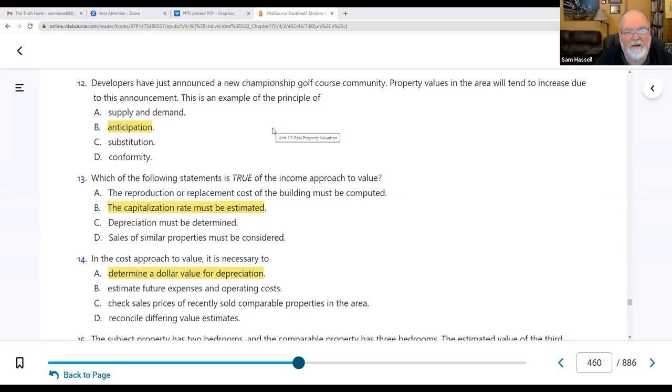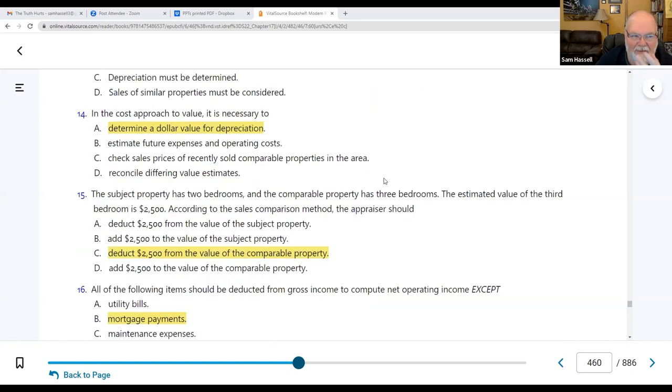Number 14, in the cost approach to value, it is necessary to A, determine a dollar value for depreciation. We're going to have to figure out whether it's age over a life, effective age over a life, whether it's physical, functional, or economic depreciation, any of those things, we have to figure out a dollar value to that.